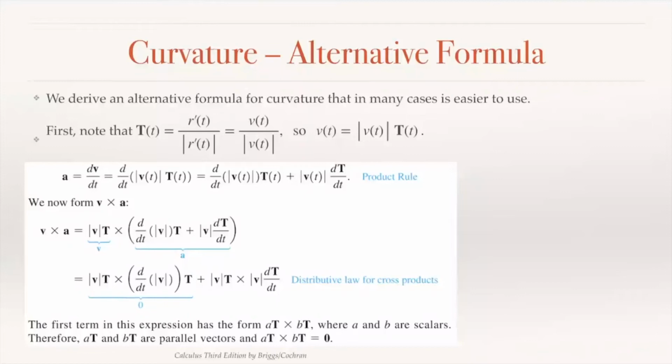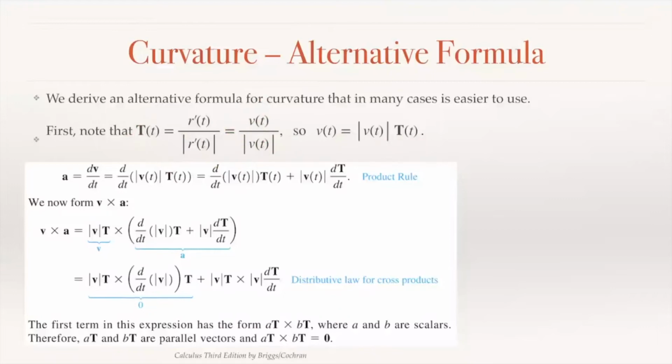And for that reason, we want an alternate formula for it that we can use with less algebraic hassle. So first, note that T of t, the unit tangent vector, by definition is r prime over the magnitude of r prime, which is v over the magnitude of v, velocity over speed. And therefore, multiplying both sides by the speed, moving it over there, we have that v of t is equal to T times the magnitude of v.